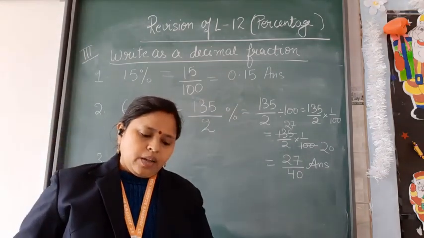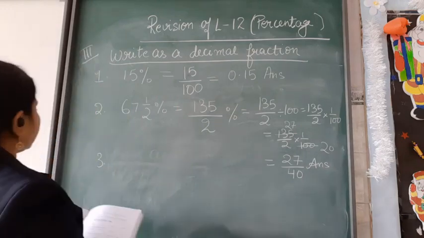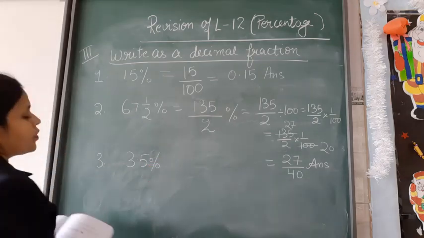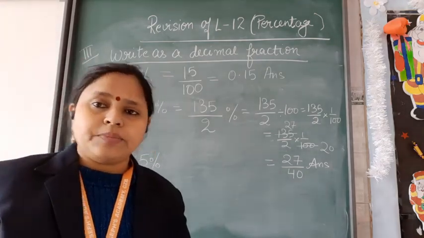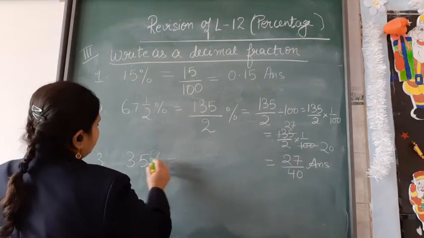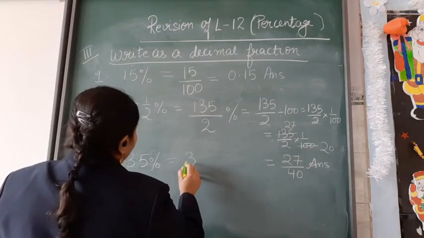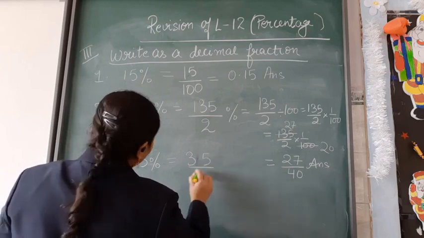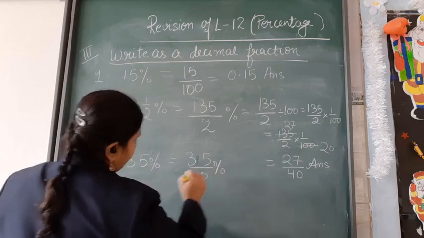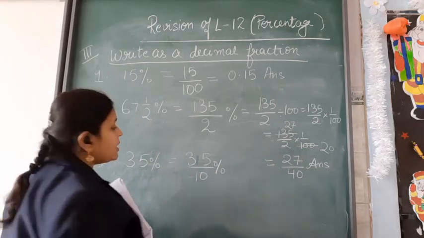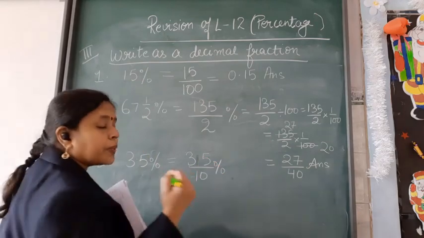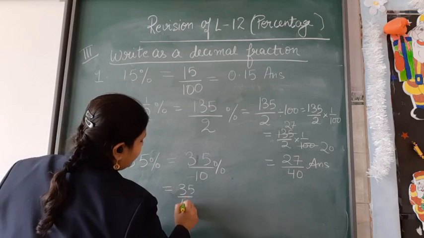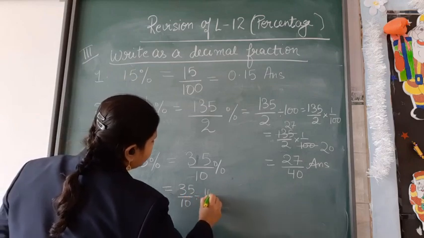So in the third part, we are going to change 3.5% or we are going to write 3.5% as a decimal fraction. So first of all, 3.5 means 35 upon 10%. Okay. And now 35 upon 10% means 35 upon 10 out of 100 or 35 upon 10 divided by 100. So what we will write? 35 upon 10 divided by 100.